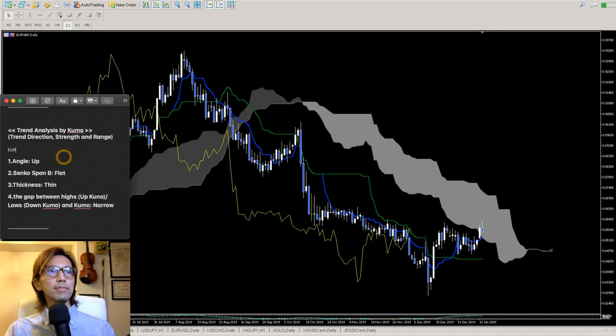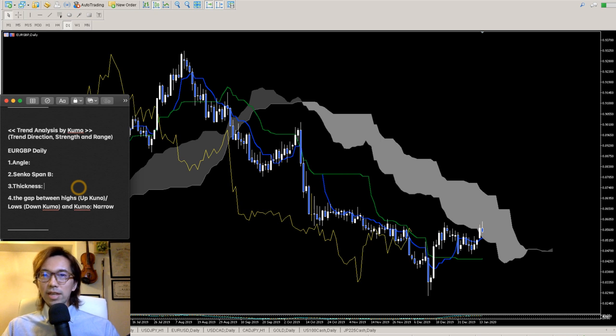Okay, so it's Euro pound, and this is a daily chart as a bigger time frame. How about the angle? What about the angle of the Kumo? Let's focus on that right now. How is it looking is the question. Kumo is going flat right now. Yep, horizontal, ranging, exactly, horizontal. Thin Kumo, price in the Kumo, exactly.